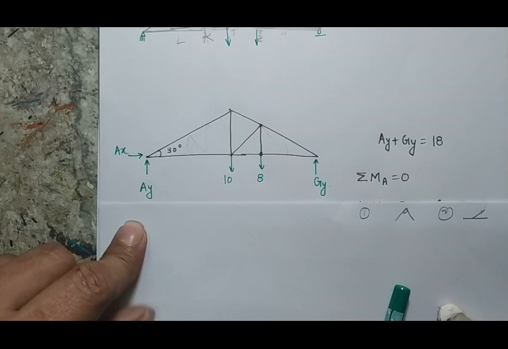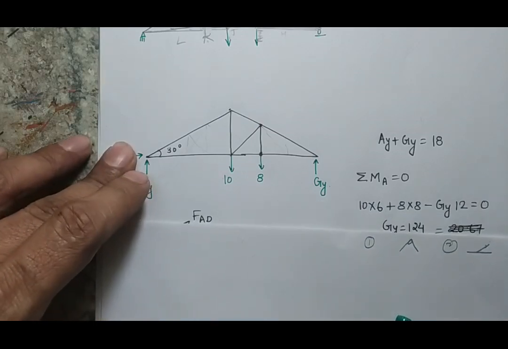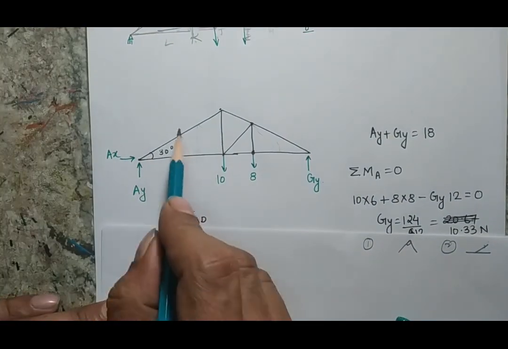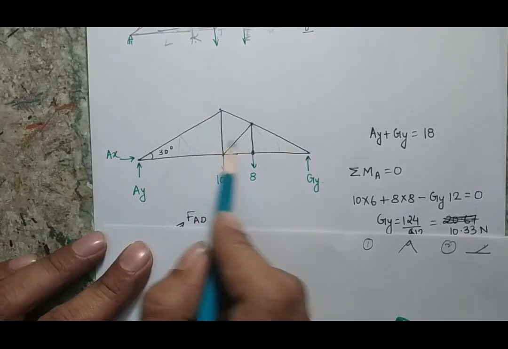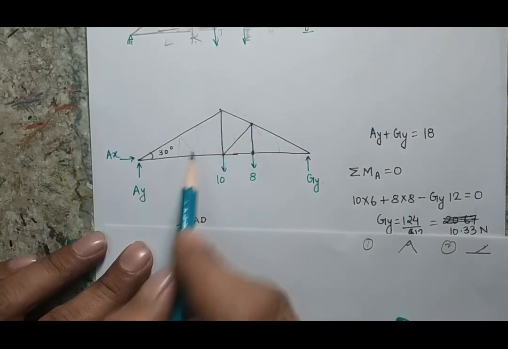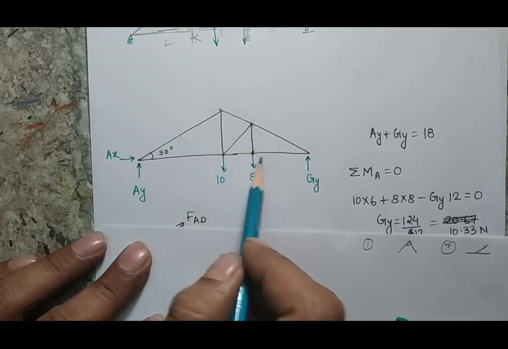I have a simple problem where I am having only 1 2 3 4 5 6 7 8 members, 1 2 3 4 5 6 7 8 9 members, and 1 2 3 4 5 6 joints.